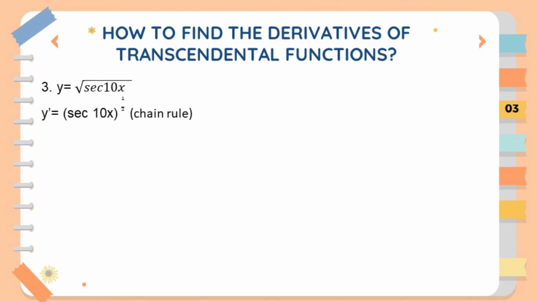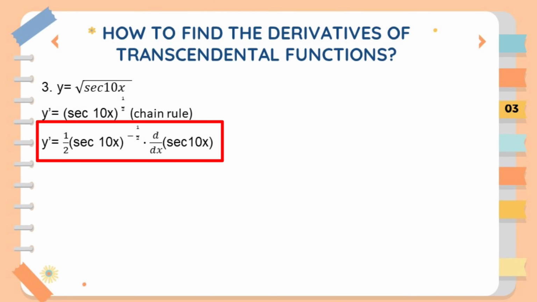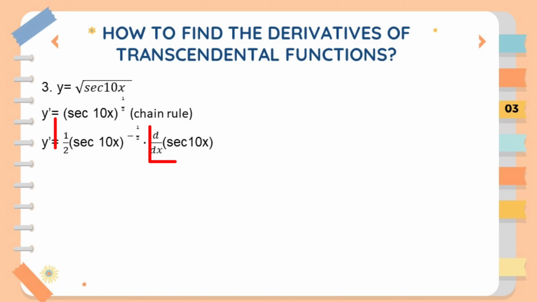So, we can use the chain rule and then the rule for finding the derivative of secant u multiplied by du over dx for this function. So, y prime is equal to 1/2 quantity of secant 10x raised to negative 1/2 multiplied by the derivative of the inside, which is quantity of secant 10x. We're finished with the derivative of u to the 1/2, which is 1/2 quantity of secant 10x raised to negative 1/2. We just need to get the derivative of quantity of secant 10x.